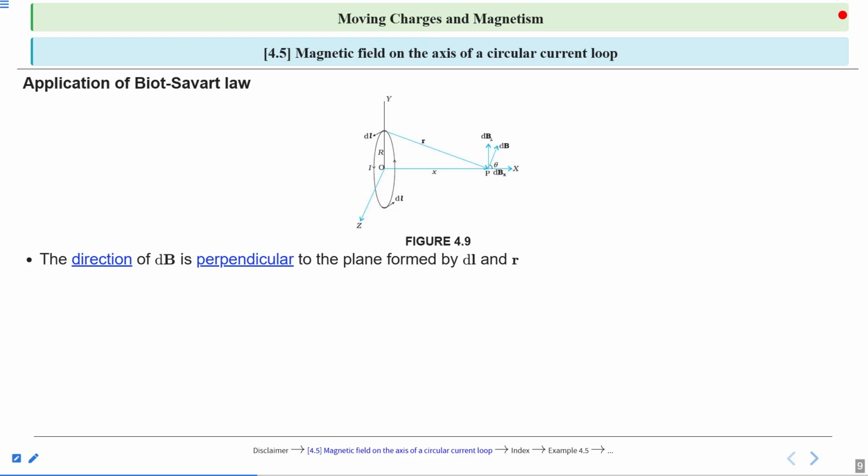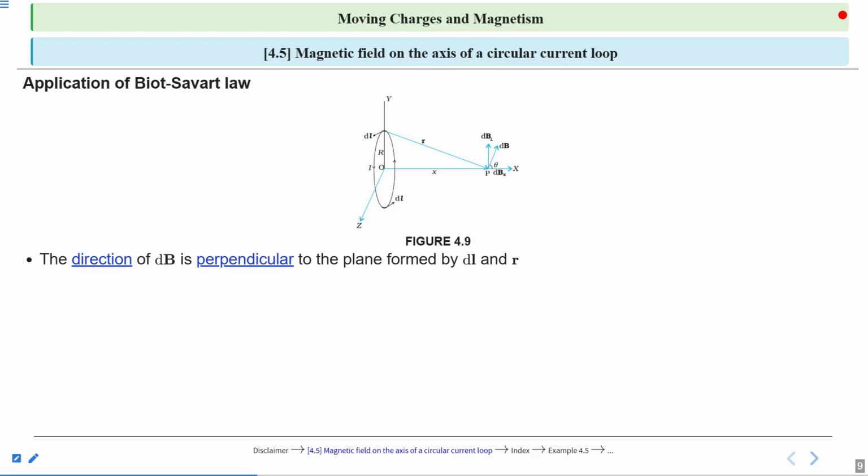So the plane formed by these two vectors will be, okay, visualize the plane formed by both of these. dl is outwards along the z-axis and r is inclined to the x-axis. So the plane formed by dl and r will be a plane that is inclined to the xz plane.